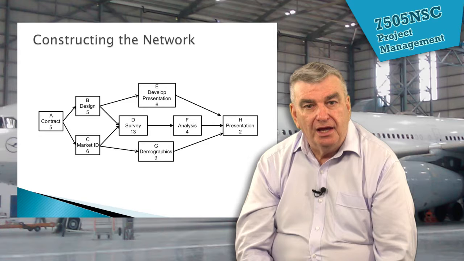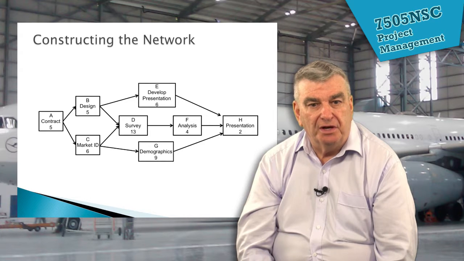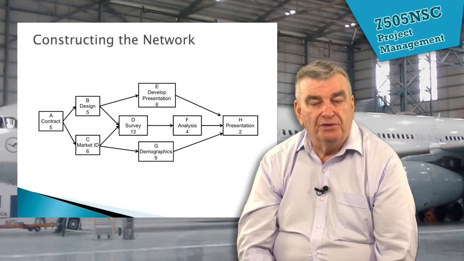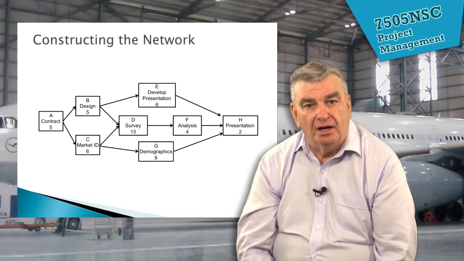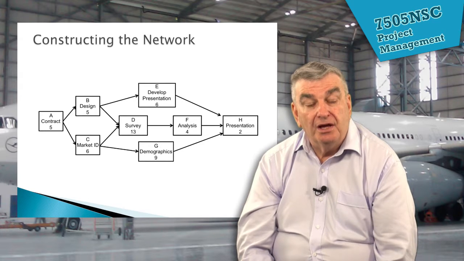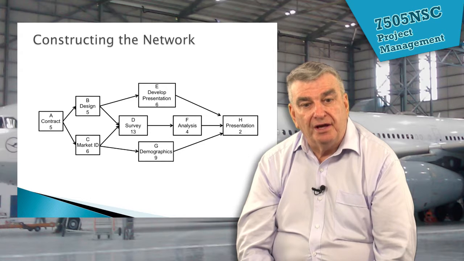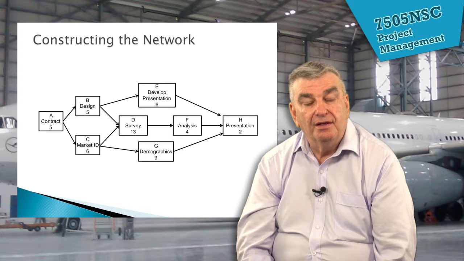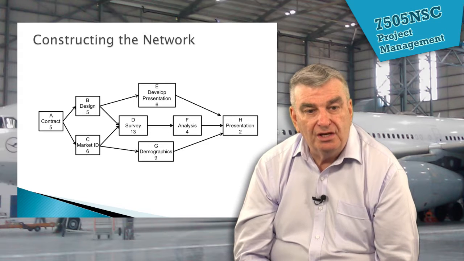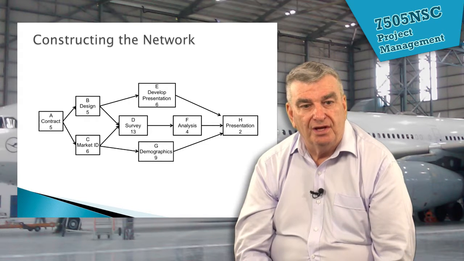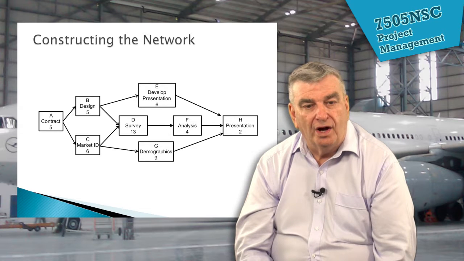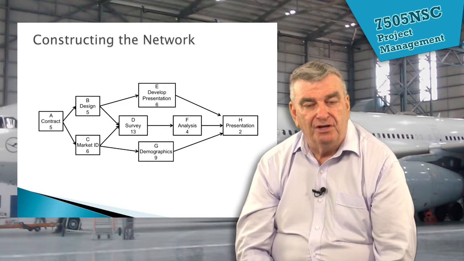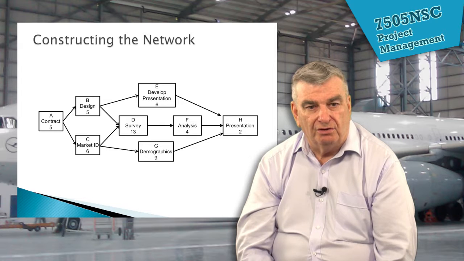So here we see a network that's been developed using that table from the previous slide. And we can see the different activities, A up to H, and we can see them defined, contract, design, market identification, developing presentation and so on. And also we can see the times actually shown in there according to a certain way of representing activities on the particular node itself.